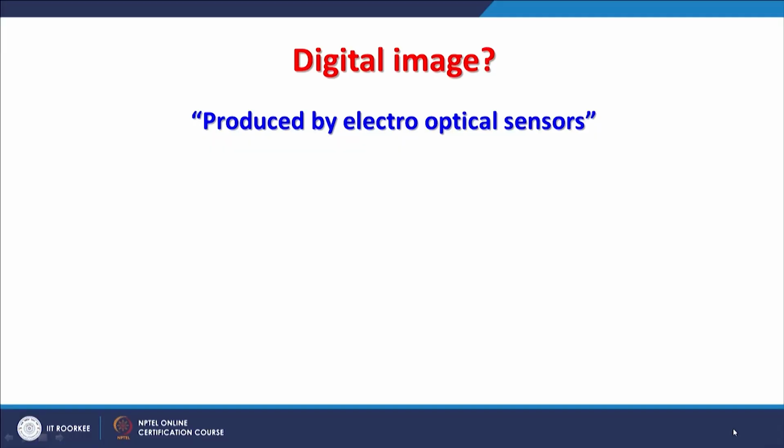What exactly is a digital photograph? It is produced by electro-optical sensors, whether on board a satellite or handheld, maybe in a mobile or a digital camera. In the next discussion, we will be looking at how exactly these images are created by onboard satellite sensors. So, that part we will also be discussing.